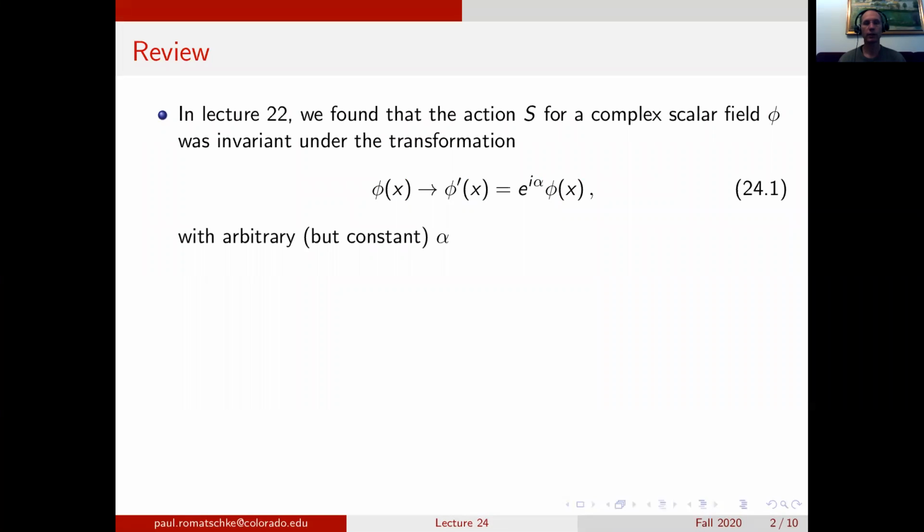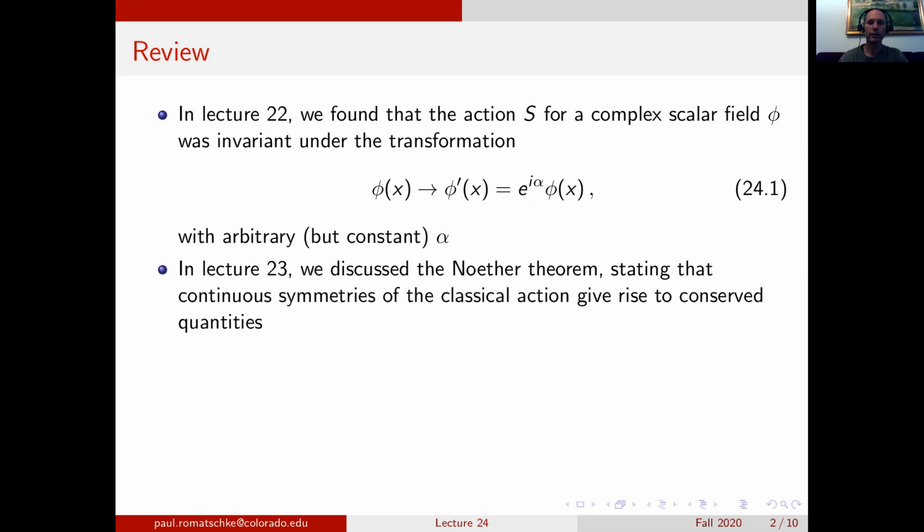To get started, recall that in lecture 22, we found the action S for a complex scalar field phi. And we found that in addition to Lorentz invariance, this classical action was invariant under an additional symmetry, namely a symmetry under the transformation phi going to phi prime is e to the i alpha times phi, where alpha was an arbitrary constant.